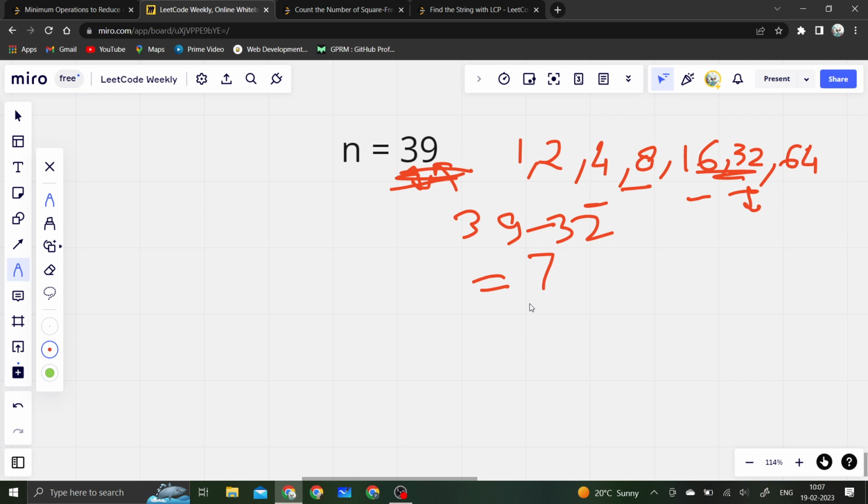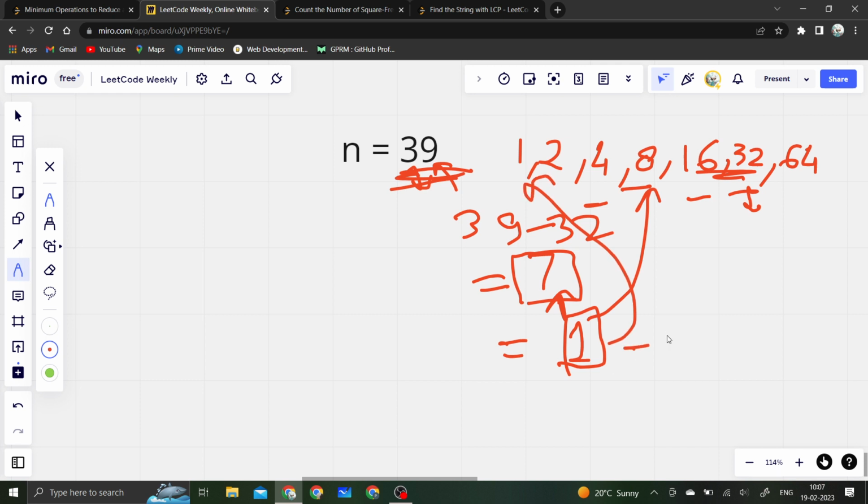Now similarly for 7, we will find a power nearest to this particular value. Nearest to 7, what do we have? Here we can clearly see 8 is nearest to 7. So we will calculate the difference between 8 and 7, which is 1. Now, if you see, we have 1 here and we also have another 1 here. So if we just subtract this, it is equal to this particular number, right? So if we subtract it, what we will get? We will get 0. So we have taken 3 operations to make n 0, right?